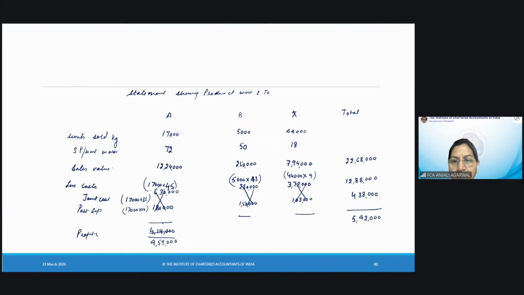For B, it will be 5,000 into 7, 35,000. And for C, it will be 44,000 into 9, 3,96,000. So this is how your total profit will be reflected.